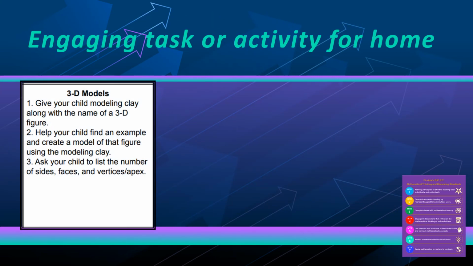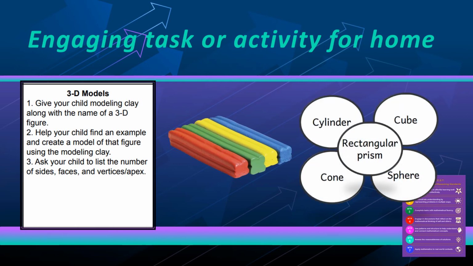Home is a great place for students to continue their learning. This is an example of an activity from the Scope 8 parent letter. Students could use modeling clay and 3D vocabulary in order to create and mold one of the three-dimensional figures. Students could also find a real-world example of the figure that they are modeling to have a concrete example in front of them. As an extension, students could be asked to write about the attributes of the figure, including its number of sides, faces, and vertices.